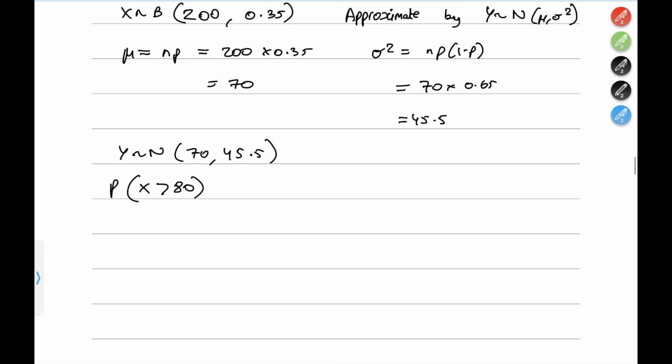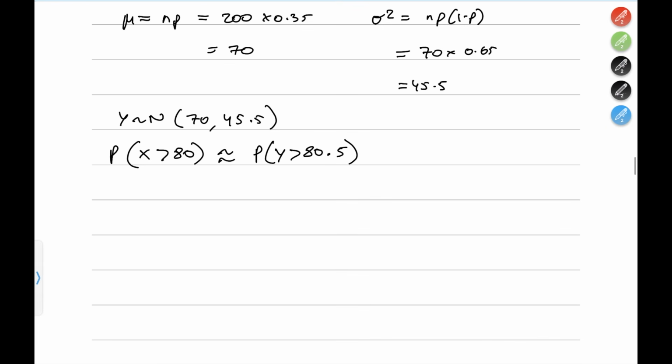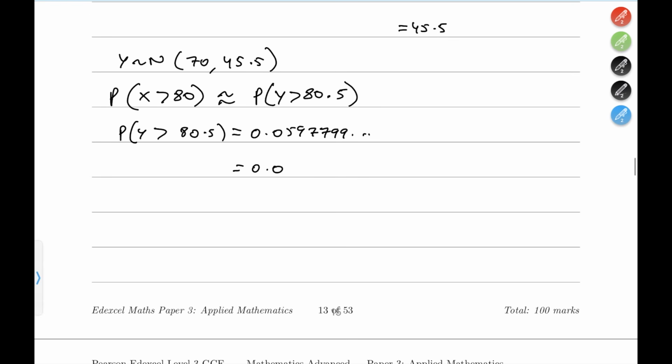If we want to find the probability that more than 80 of these customers purchased the extended warranty, it's the probability that X is greater than 80. Well, can we say that is just the probability that Y is greater than 80? No, we can't, because we have to apply something called the continuity correction. So this is approximately equal to the probability of Y being greater than 80.5. So now, let us use our calculator. So 80.5, and our standard deviation is root 45.5, and our mean is 70. And that gives us a probability that Y is greater than 80.5 equal to 0.0597. Let me add a couple more numbers here, so 0.0597799. And I always give my answers to 3SF. So that'll give me 0.0598 to 3SF.